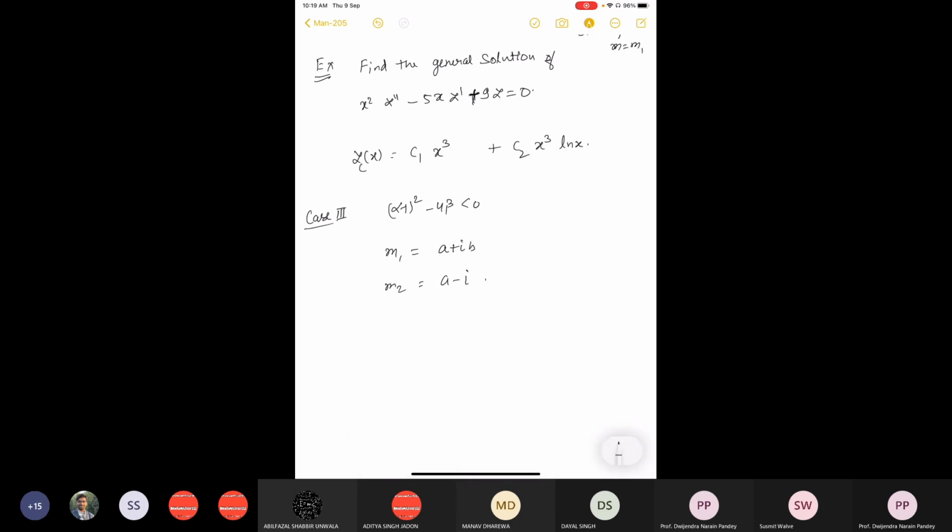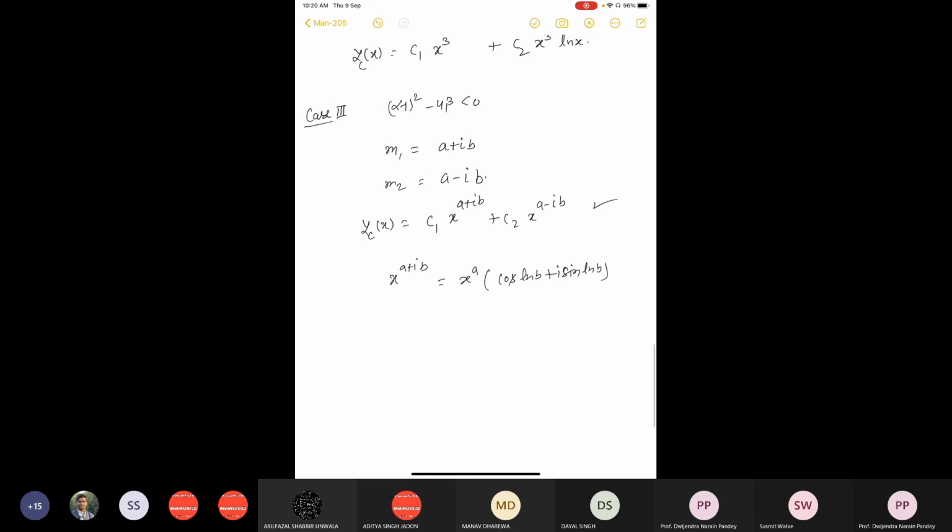Okay. a plus ib, a minus ib. Then we'll get solutions since a plus ib and a minus ib are distinct. So it means that we are getting y(x) as c1 x to the power a plus ib plus c2 x to the power a minus ib. How to define x to the power a plus ib we have already discussed. The only thing is that x to the power a plus ib is written as x to the power a cos of ln b plus i sine ln b. So it is the form of the solution given in complex form.